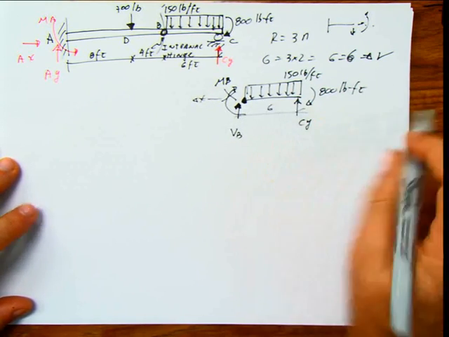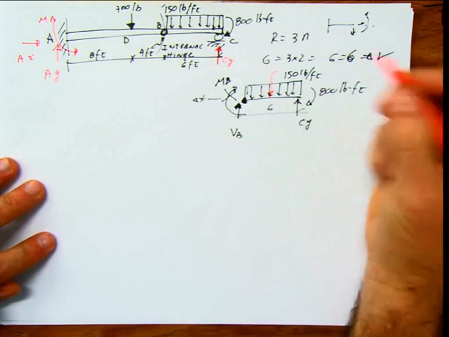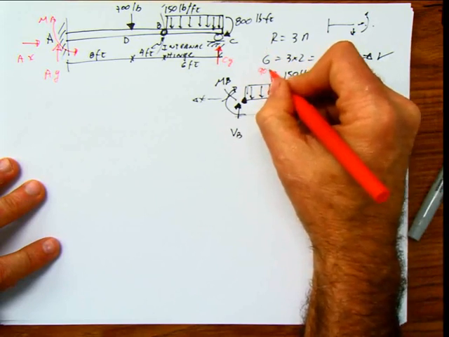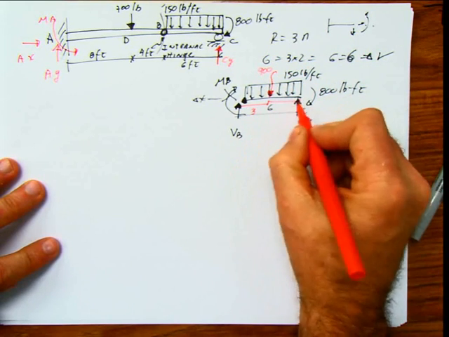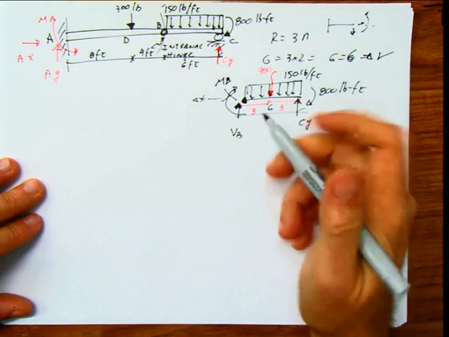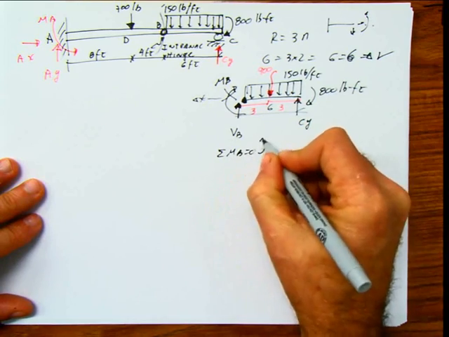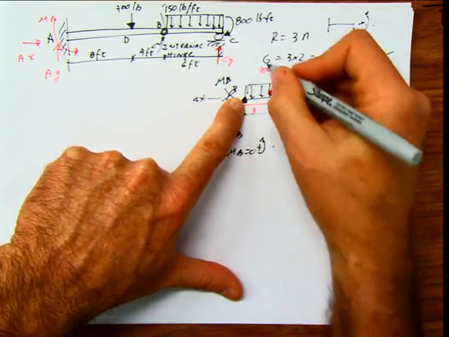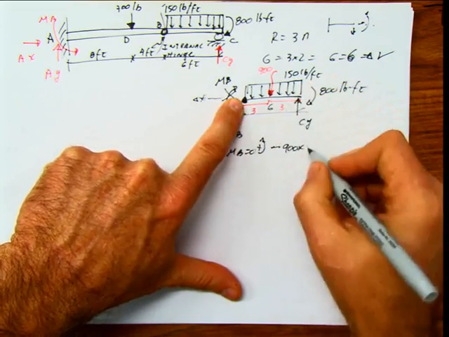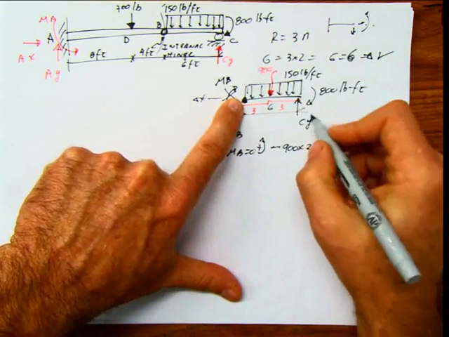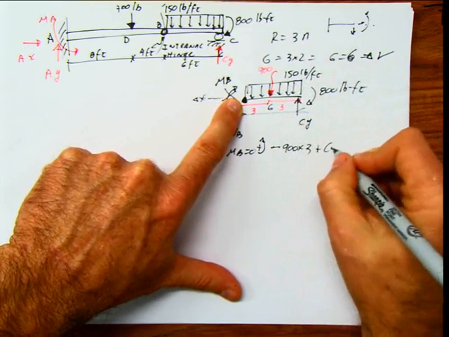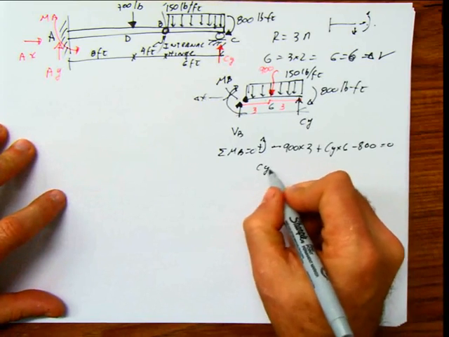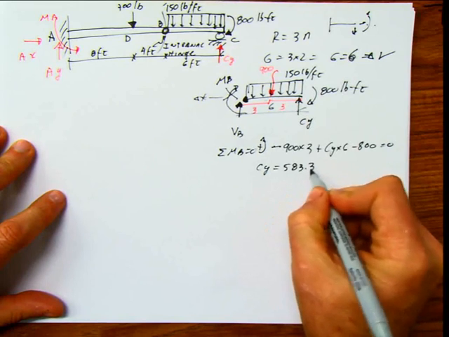So this distance is 6, and this is 150 pounds per foot, which we transform for our convenience into a concentrated force of 900 at a distance of 3 with respect to any end, because it's at the center of the load. So then we can say summation of moments at B equals 0. Applying moment here, we have negative 150 times 6, or negative 900, times the distance from here, 3. Why negative? Remember, because it's rotating in this way. Plus Cy times 6, and a negative moment of 800 here, also equals 0. The only unknown now is Cy, and Cy is 583.3 pounds.